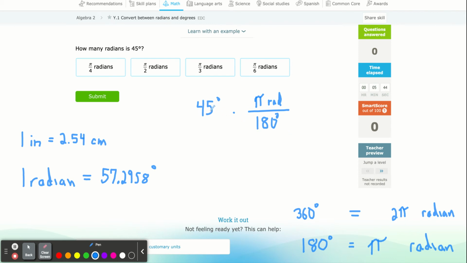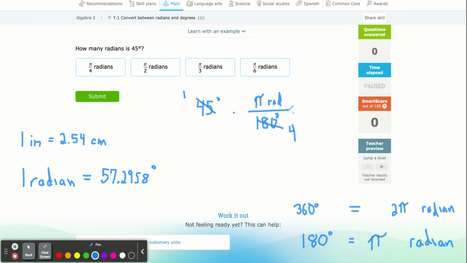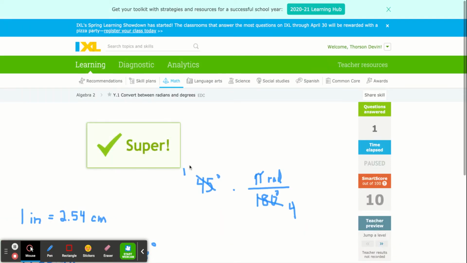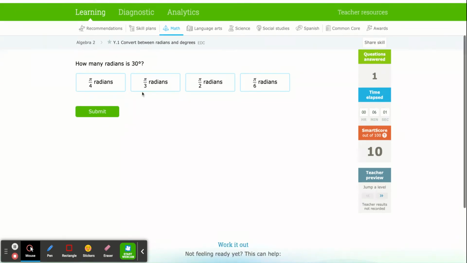And then you reduce. 45 goes into 180 a certain number of times. Well, how many times does it go into 180? It goes into it 4 times. So that becomes a 1, this becomes a 4, and the degrees are canceled, and we get pi fourths radians. Pi fourths, this first one right here. So we click that.